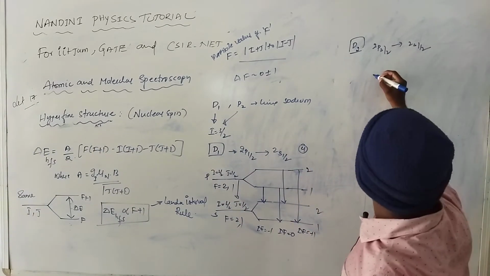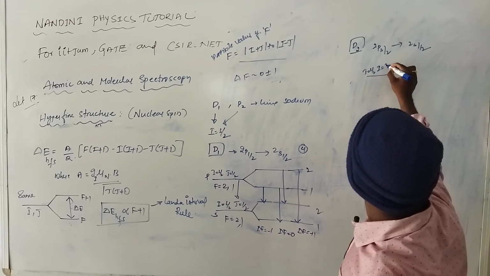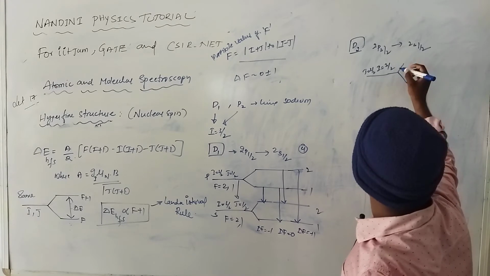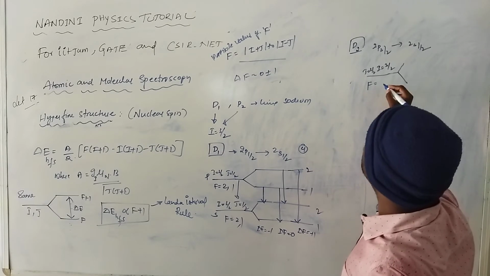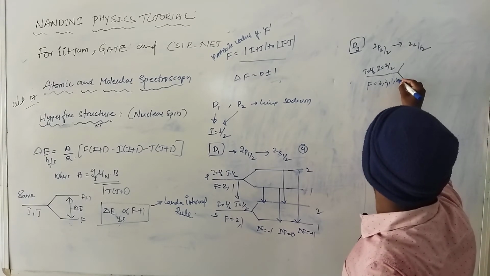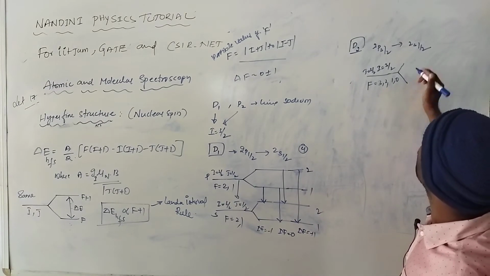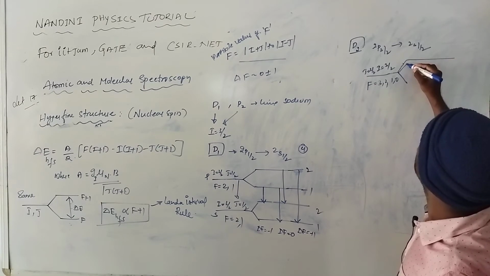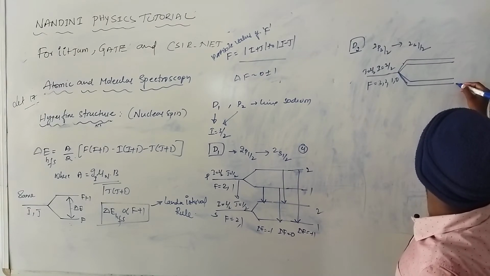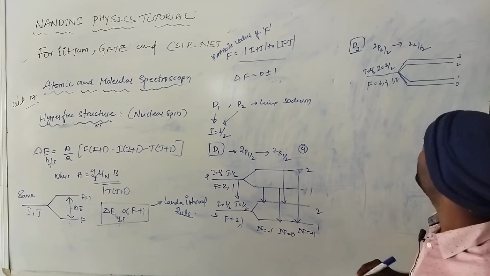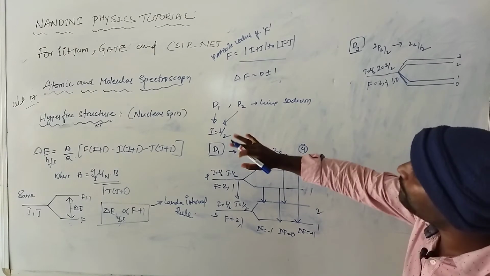So simply take the same J value. J value is nothing but 3 by 2 and I is equal to 3 by 2. Okay, you will get, see, what is the F value? 3 by 2 plus 3 by 2 means 6 by 2, which means 3. The possible values are 3, 2, 1, 0. So therefore it will split into 4 parts, that is nothing but 0, 1, 2, 3. Okay, so you will get 4 splittings of the D2 line due to hyperfine structure.